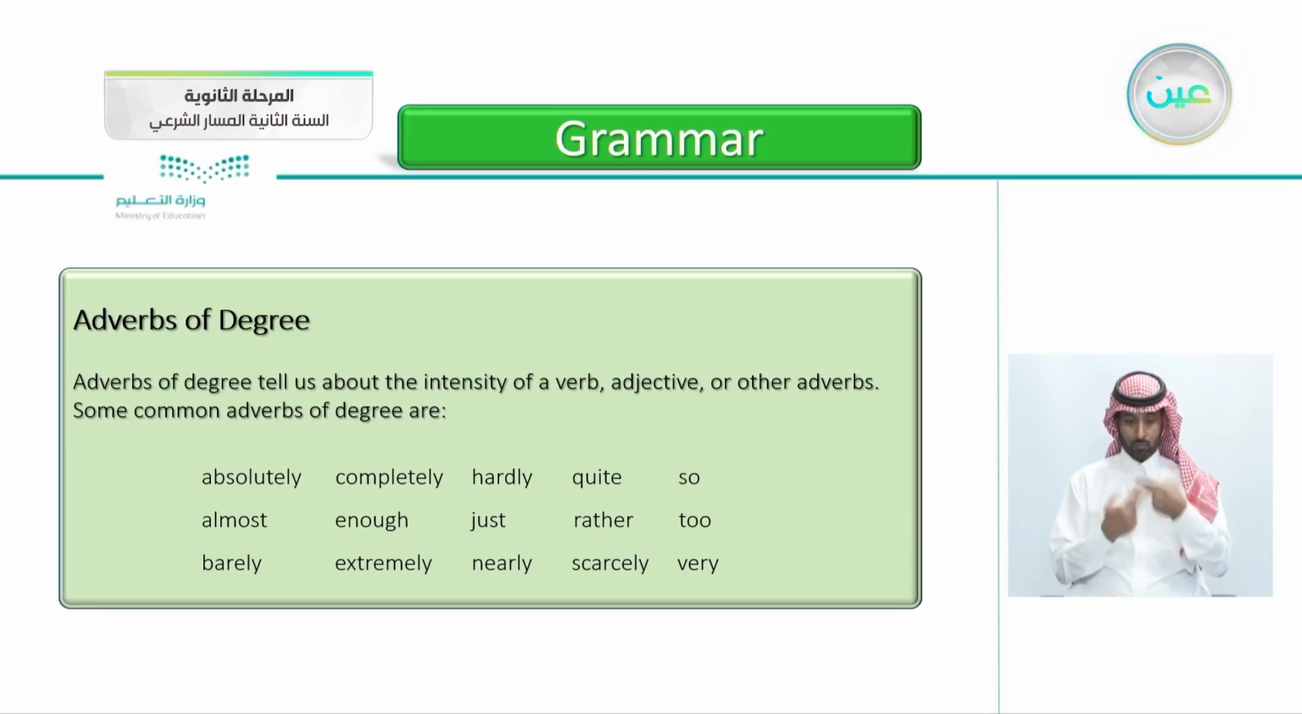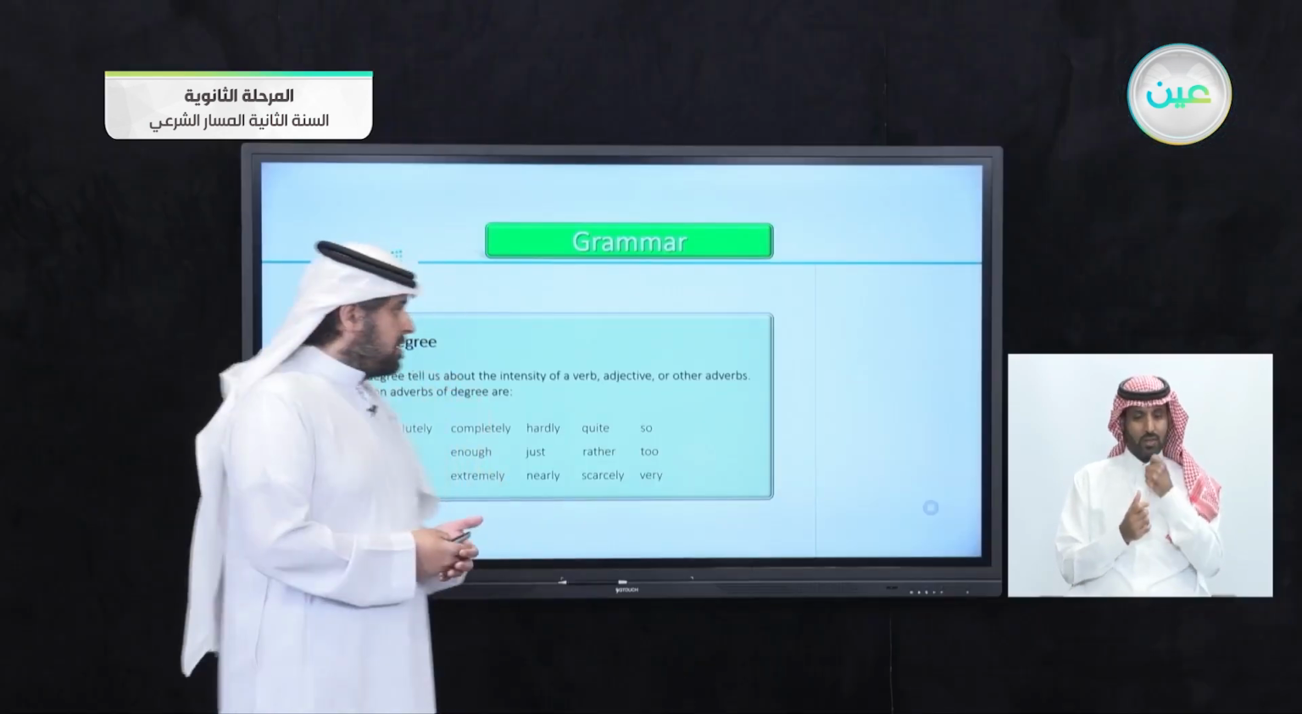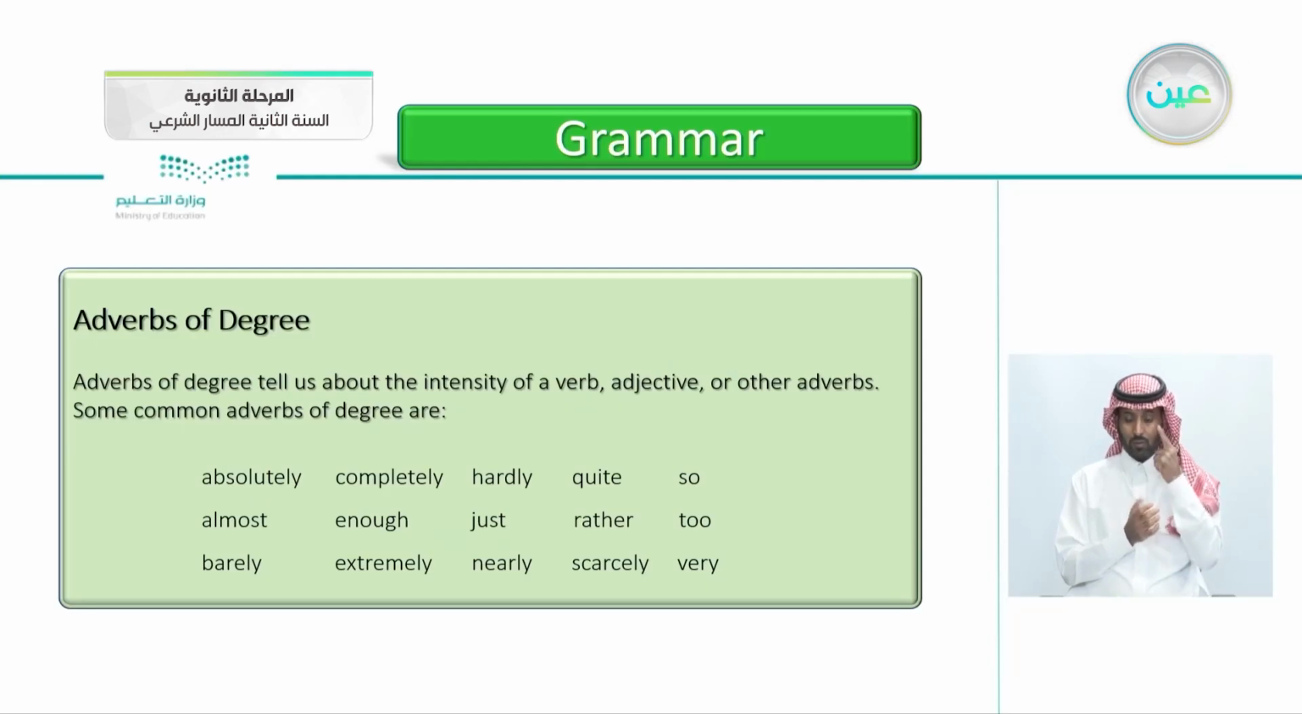So beginning here, the grammar with the adverbs of degree. Adverbs of degree tell us about the intensity of a verb, adjective, or other adverbs. The intensity: how strong is the adjective? Some common adverbs of degree are absolutely, almost, barely, completely, enough. We'll be talking about the word enough later. Extremely, hardly, just, nearly, quite, rather, scarcely, so, too, and very. So again, the adverbs of degree show the intensity of a verb or an adjective.